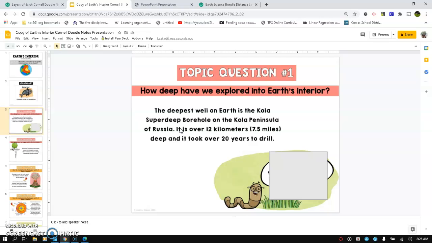Okay, so you can fill that out while we're going. The deepest well on Earth is the Kola Superdeep Borehole in the Kola Peninsula of Russia. It is over 12 kilometers or 7.5 miles deep, and it took 20 years to drill.